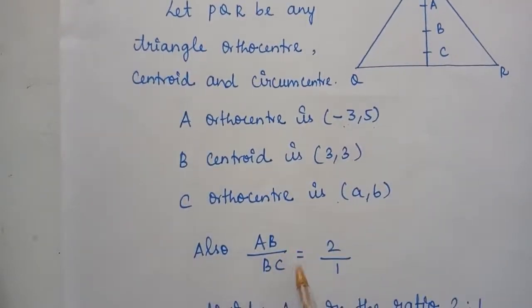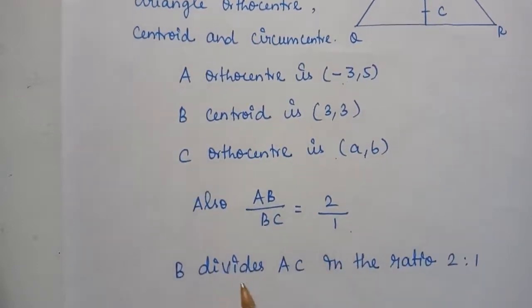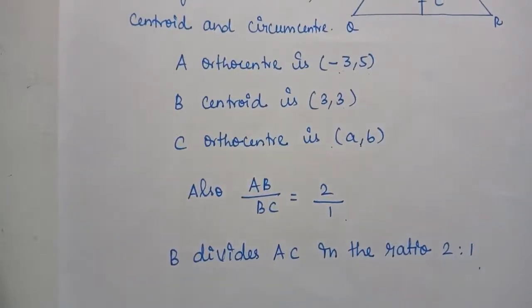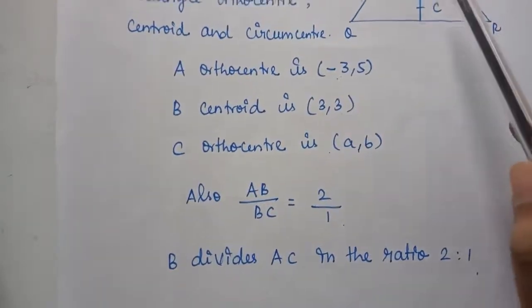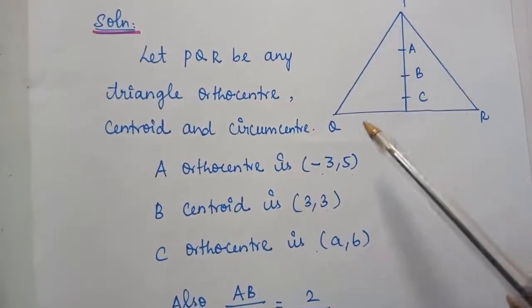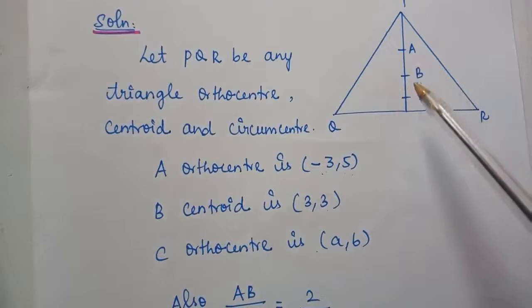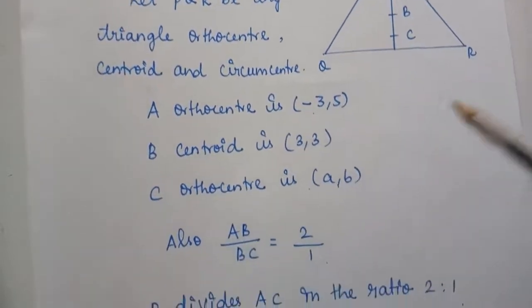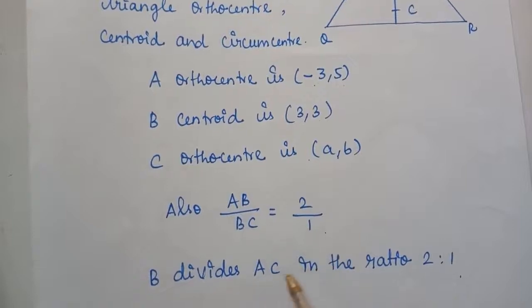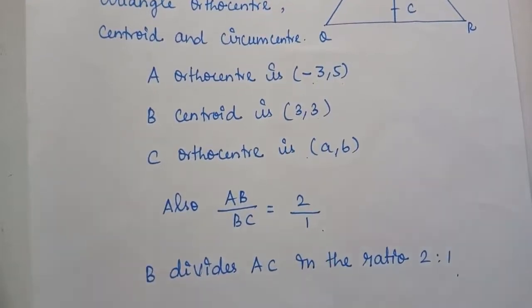Also AB by BC is equal to 2 by 1. Therefore B divides AC in the ratio 2:1, because we know that the line from the vertex divides at the centroid of the triangle in the ratio 2:1. So we consider AB by BC equal to 2 by 1, and B divides AC in the ratio 2:1.